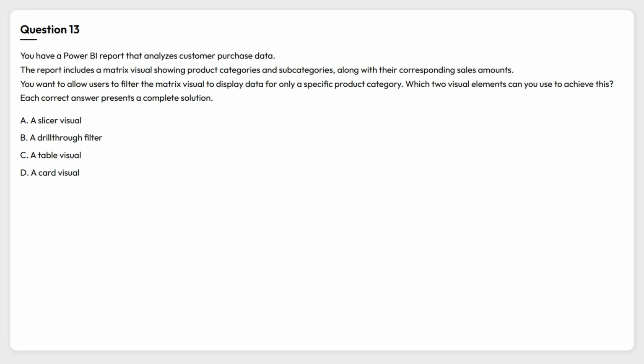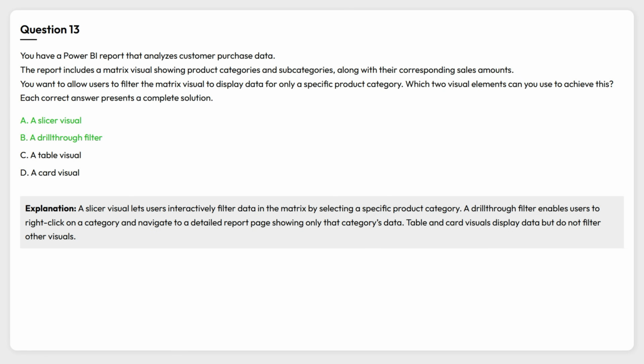Option A, a slicer visual. Option B, a drill-through filter. Option C, a table visual. Option D, a card visual. The correct answers are option A, a slicer visual, and option B, a drill-through filter.